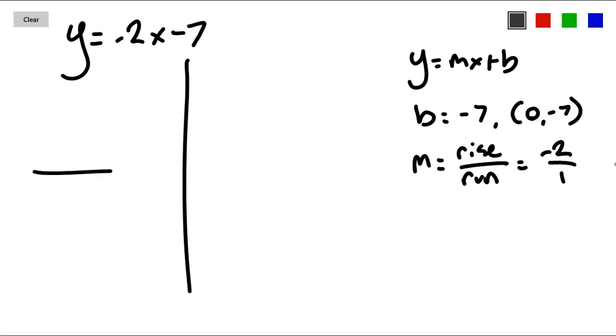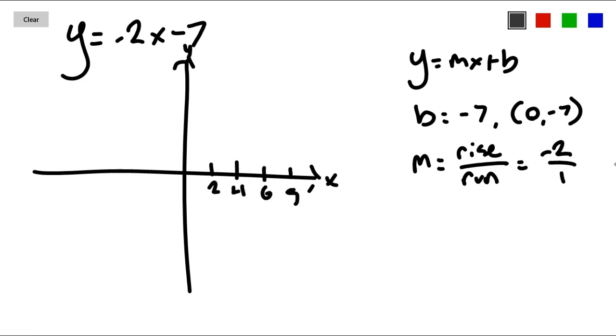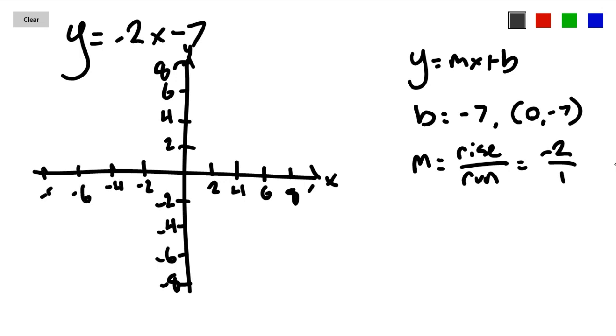First, I'm going to draw the axis set, the x and the y axis, and I'm just going to label these and count by twos. Just bear with me for a second while I label these axes. 8, negative 8, good, negative 2, negative 4, and there we go.